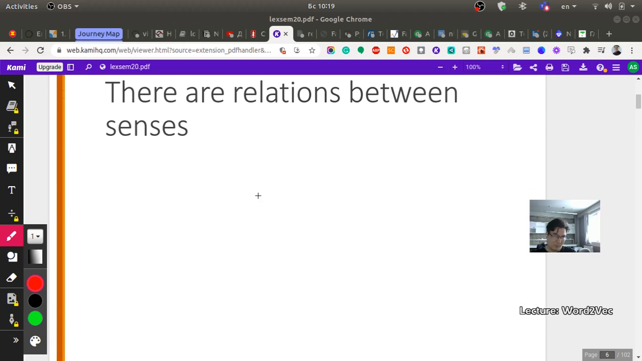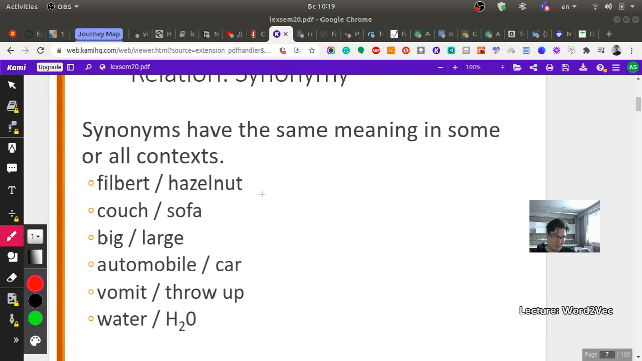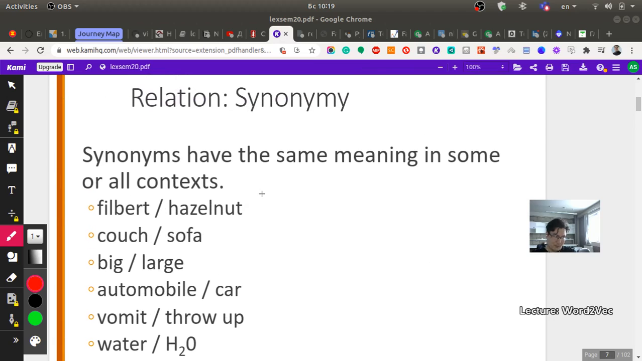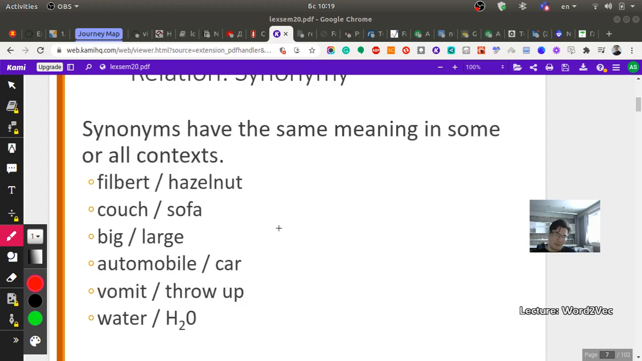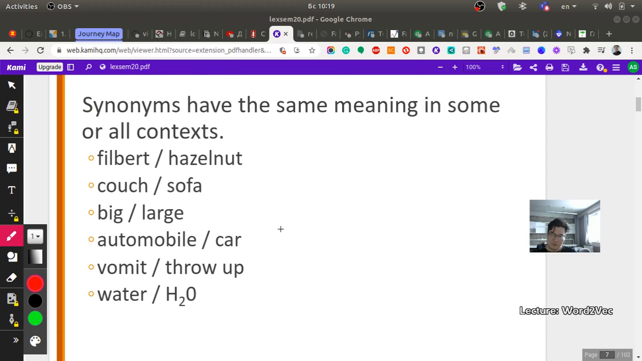There are relations between senses. If you remember, there are things like synonymy. Each word has its own synonyms, like couch, sofa, big, large, etc. They may be different in some cases, but maybe similar. In some cases they may be similar, in some cases they may be different. So for example, water and H2O.